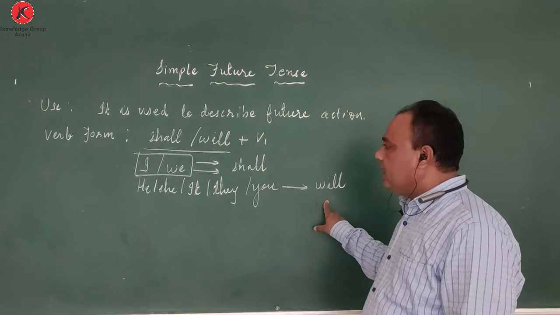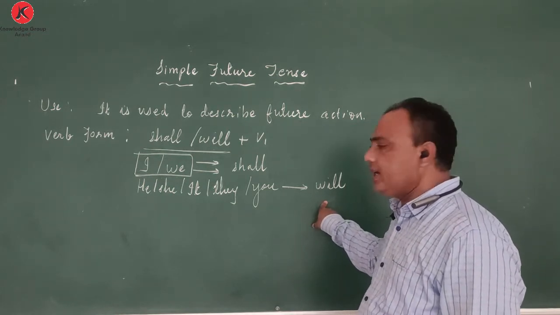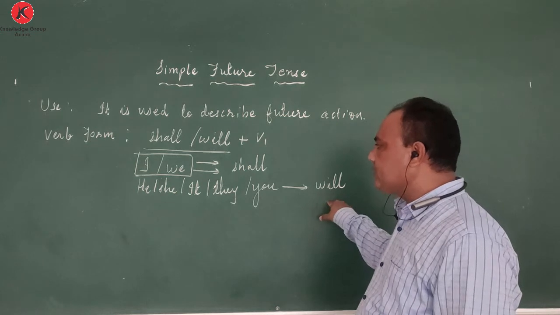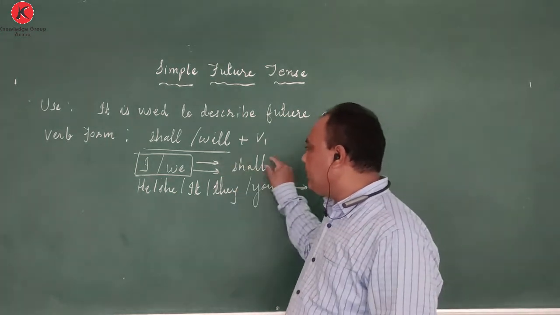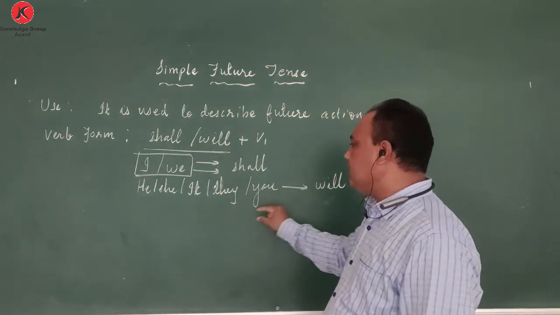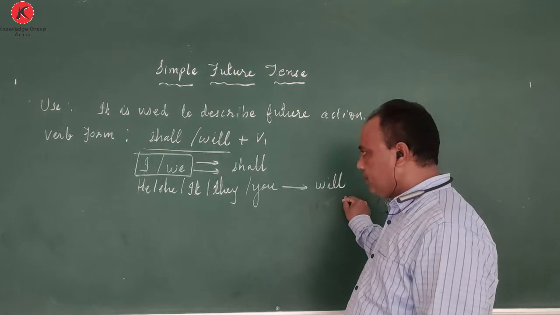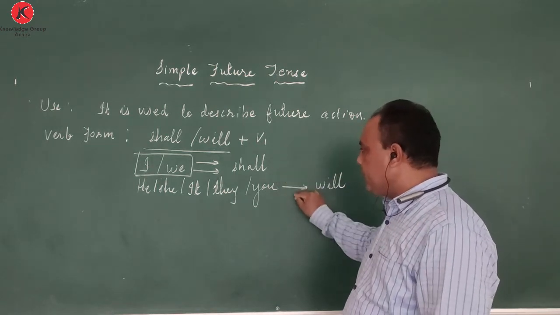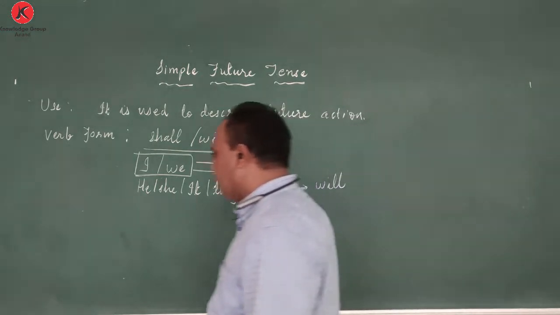That is a discussion for a longer time, and you need not worry about that. Why here we can't use shall? Right now, what you need to remember is that I and we generally go with shall. He, she, it will go with will. You will go with will. Here we can use will, but here we can't use shall. That is what you need to remember.